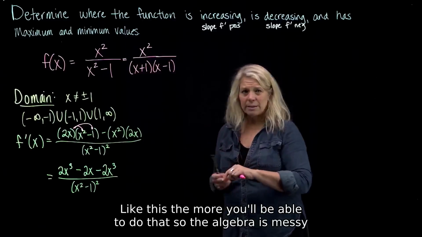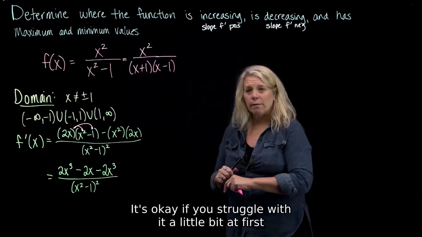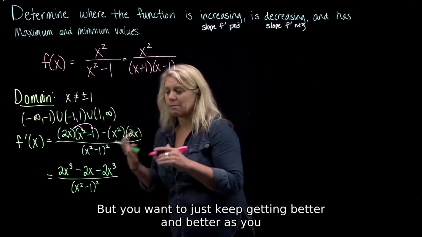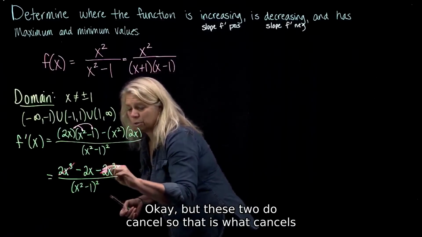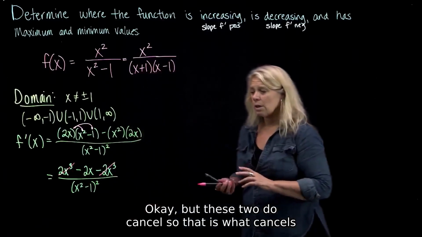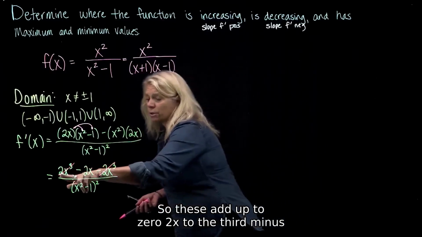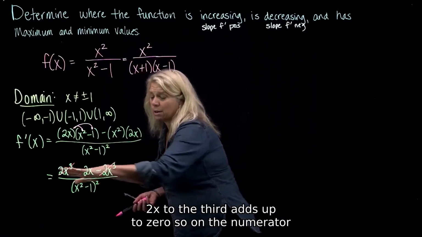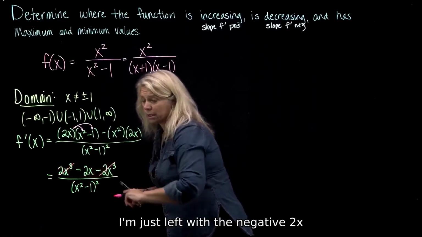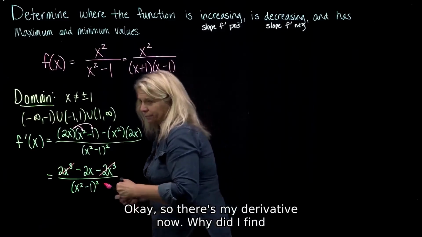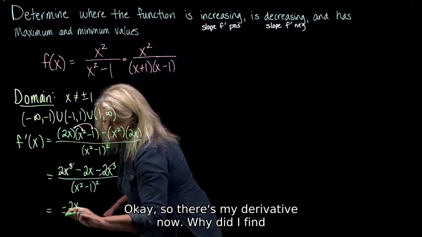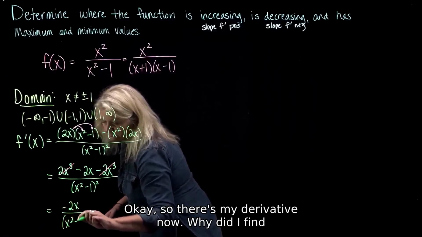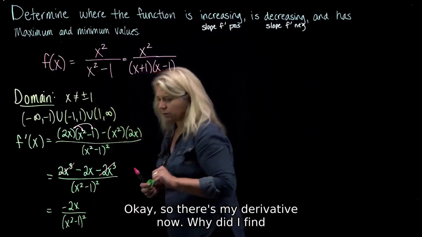So the algebra is messy. It's okay if you struggle with it a little bit at first, but you want to just keep getting better and better as you do more and more problems. Okay, but these two do cancel. So these add up to 0. 2x to the third minus 2x to the third adds up to 0. So on the numerator, I'm just left with the negative 2x. Okay, so there's my derivative.